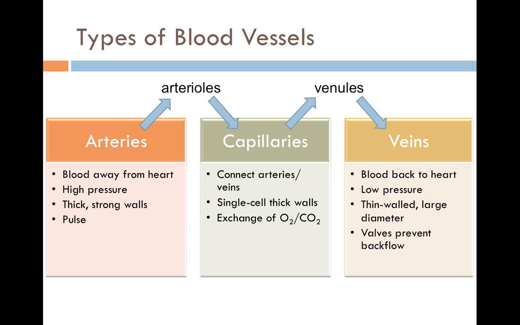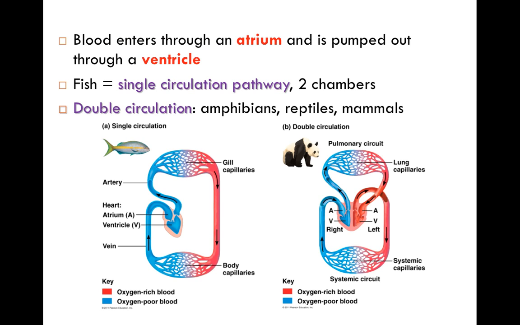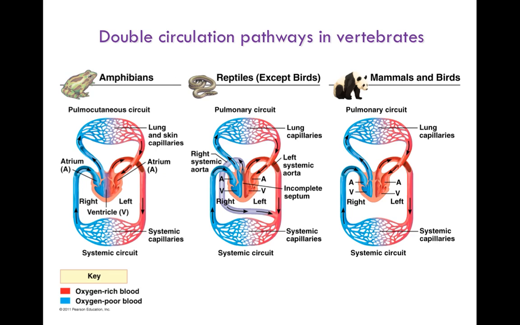Arterioles are made up of arteries and capillaries. Venules are made up of capillaries and veins. So blood enters the heart through the atrium and is pumped out through the ventricle. I always just think alphabetically, A over V, atrium first, then ventricle. In fish, there's a single circulation pathway, 2 chambers. In most things like us mammals, there's double circulation where there's more than 2 chambers.